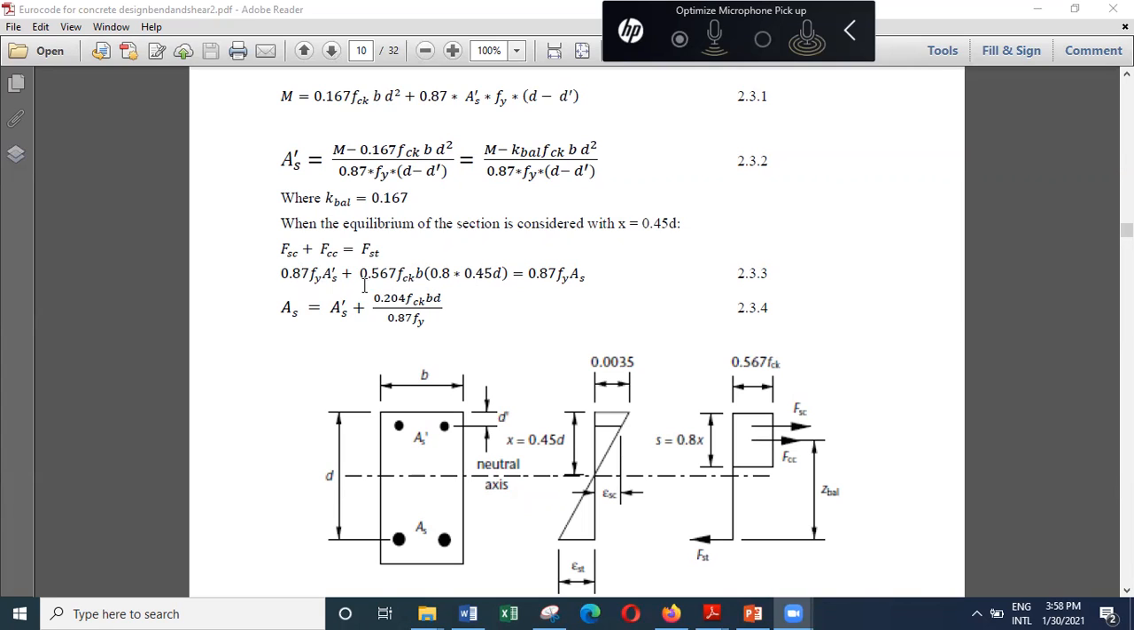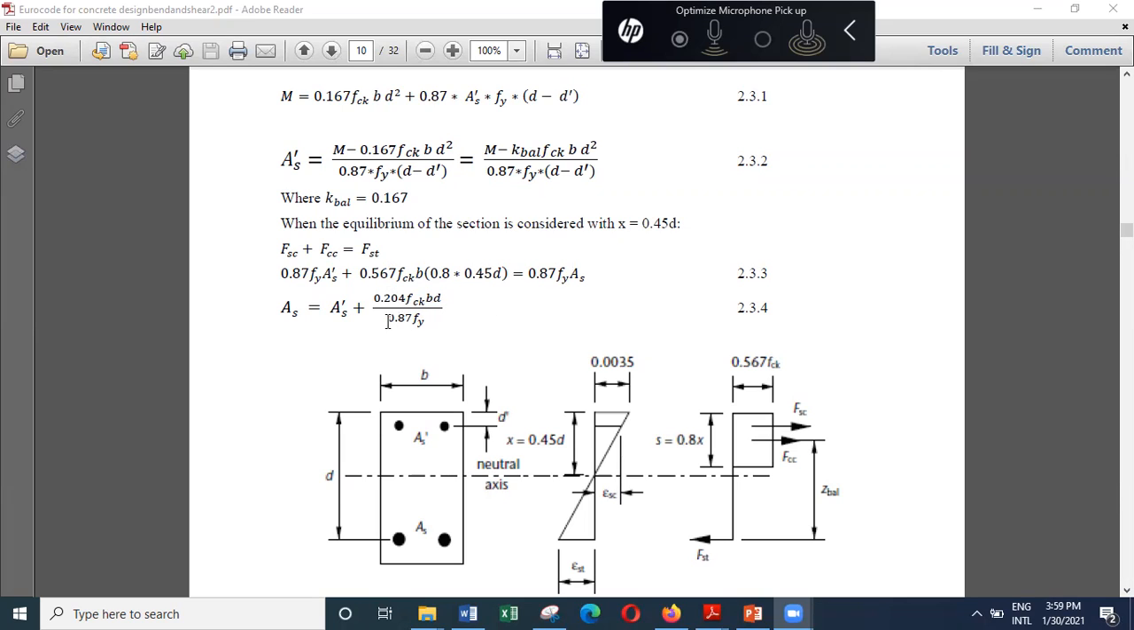This is the force in compression steel. This is the force in tension steel. So the area of tension steel can be found straight away. And when you multiply 0.567 by 0.8 by 0.45, the answer is 0.204. So this becomes 0.204 FCK B D, and you have to divide this by 0.87 Fy, so you get 0.87 Fy in the denominator.